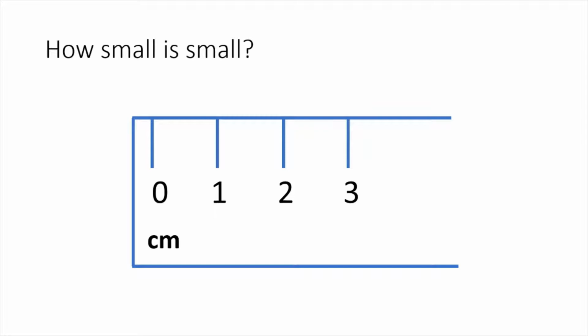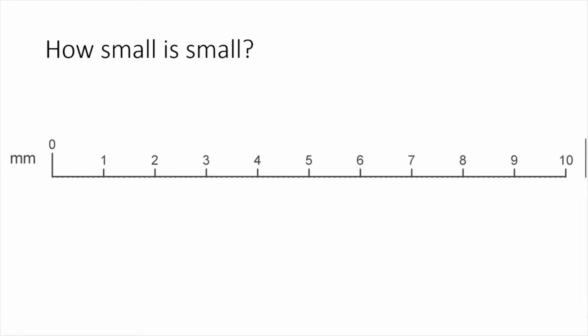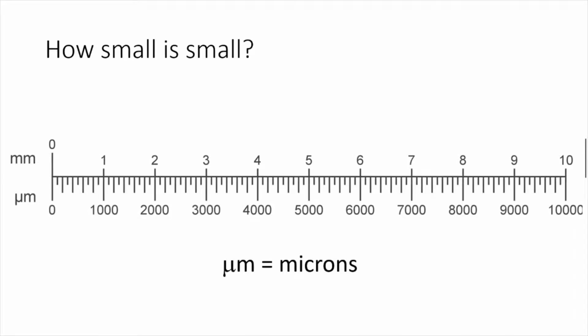We use centimeters to measure something small, and millimeters to measure something very small. But the particles in the air are smaller, so instead we use micrometers, also known as microns. A micron is written with a letter from the Greek alphabet, mu, and an m. There are 1,000 microns in 1 millimeter.